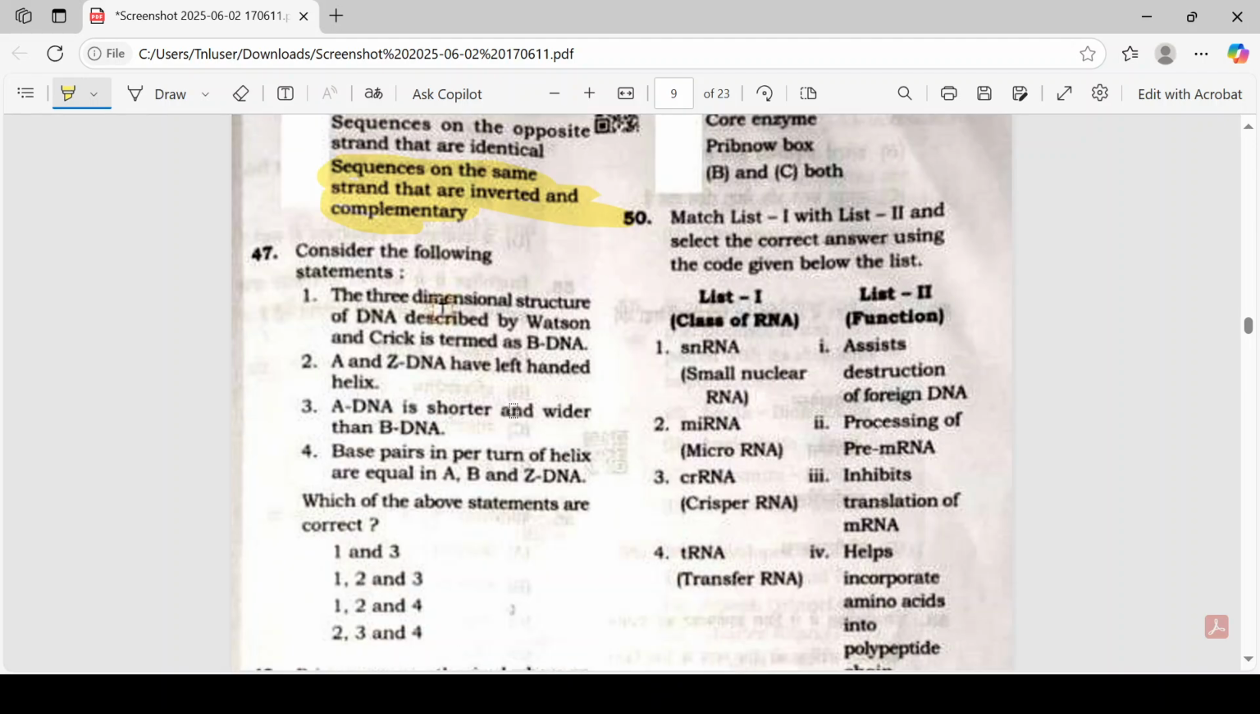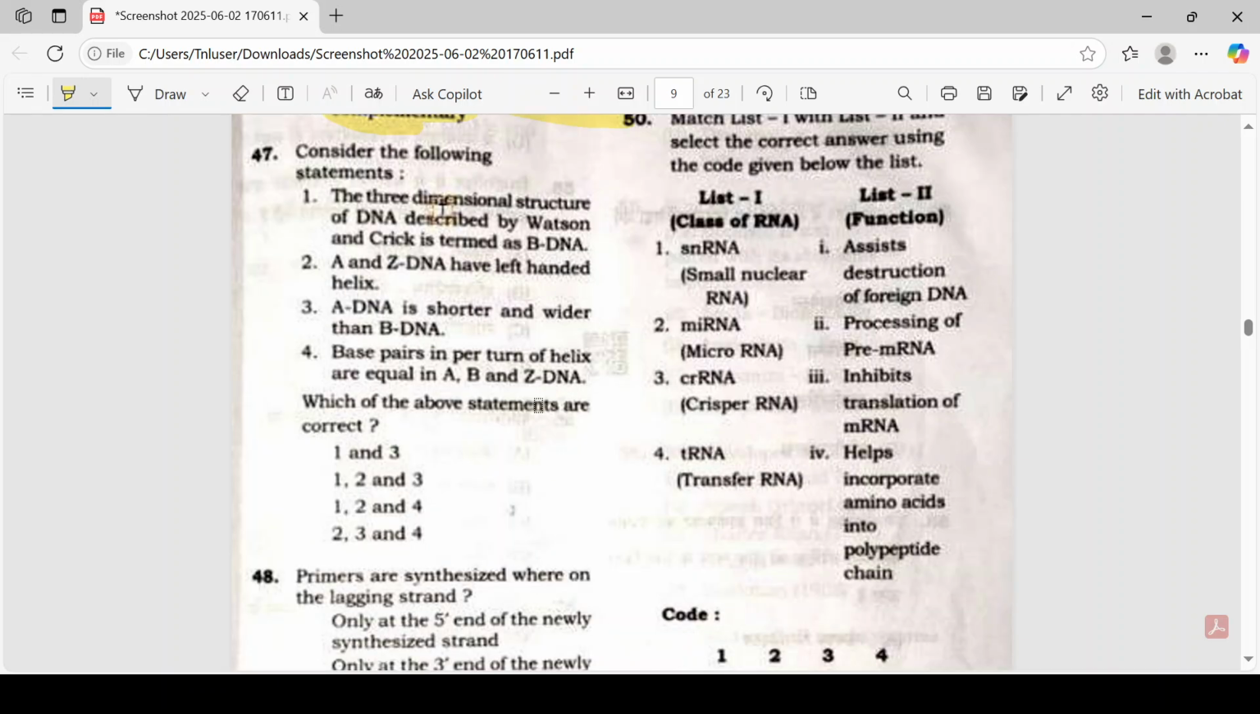Question number 47. Consider the following statements. The three-dimensional structure of DNA described by Watson and Crick is termed as B DNA. Absolutely correct. A and Z DNA have a left-handed helix. Is this true? Do you think? No, it's not correct. They have a right-handed helix. A DNA is shorter and wider than B DNA. Yes, this statement is correct.